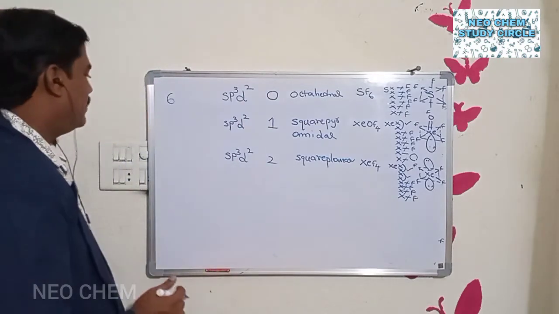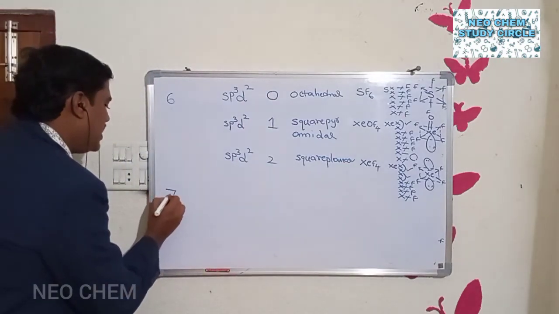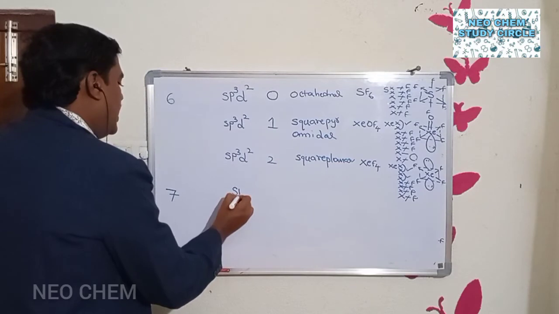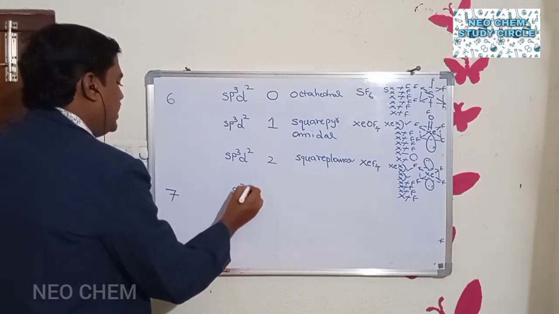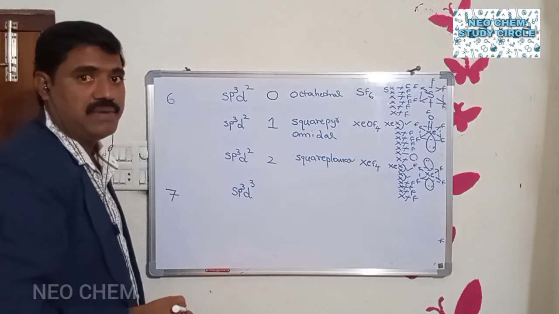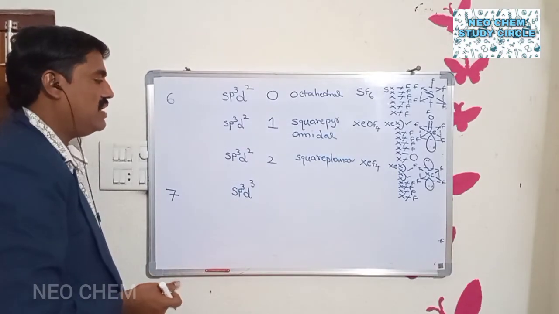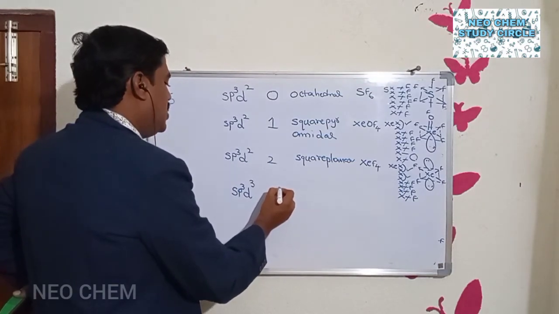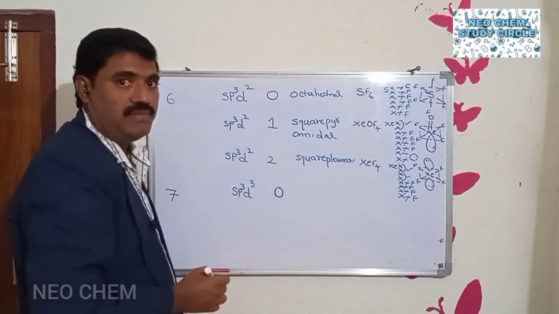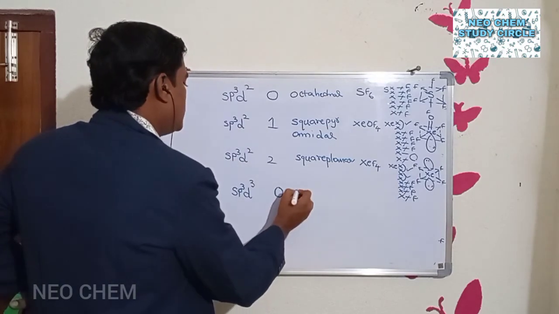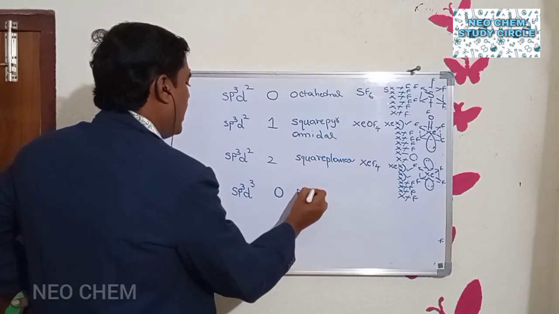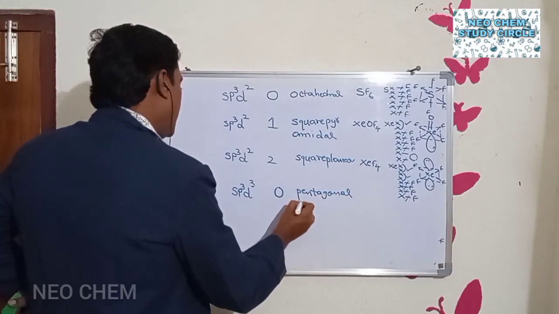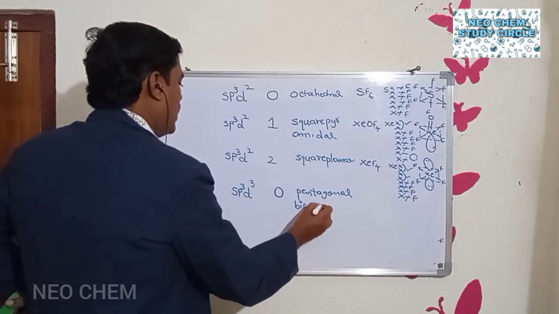Now, if 7 electron pairs are present around the central atom, then we have to select the hybridization containing 7 orbitals, which is sp3d3 hybridization. After sp3d3 hybridization, if zero lone pairs are there over the central atom, then the geometry is known as pentagonal bipyramidal.